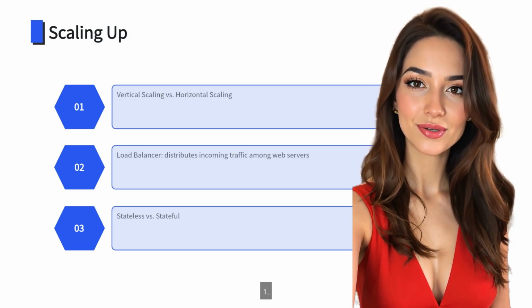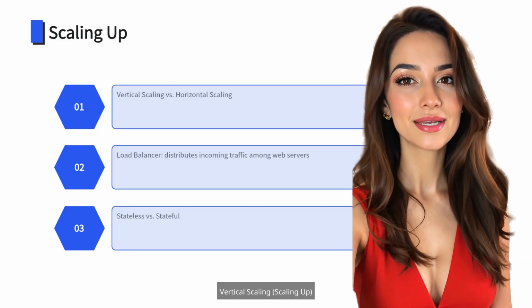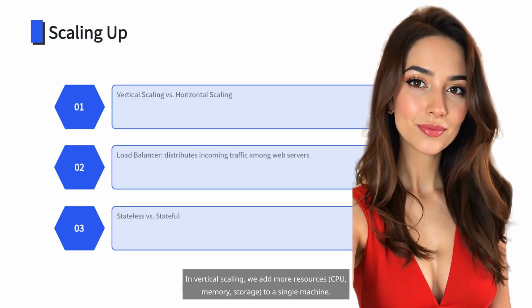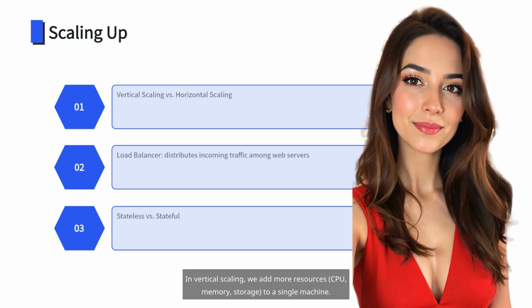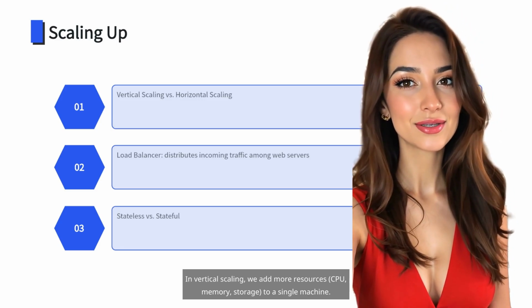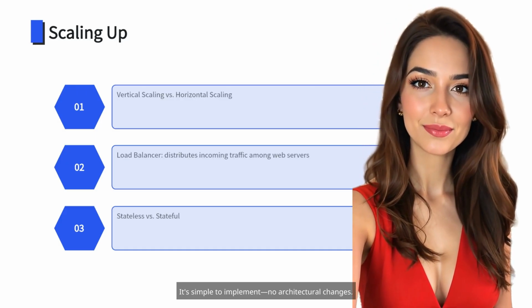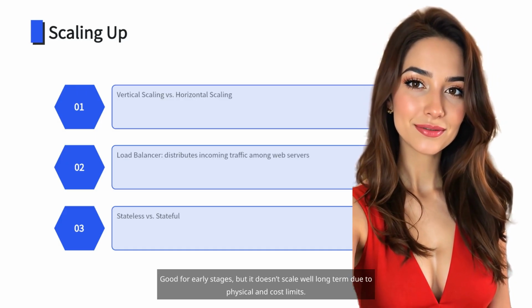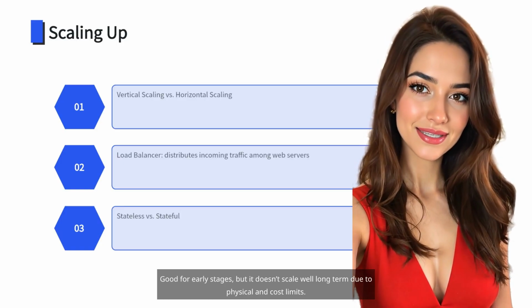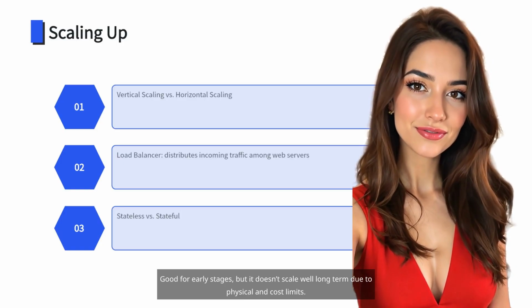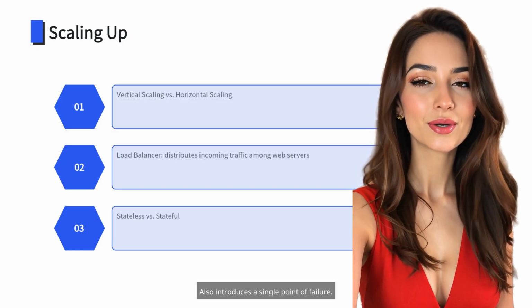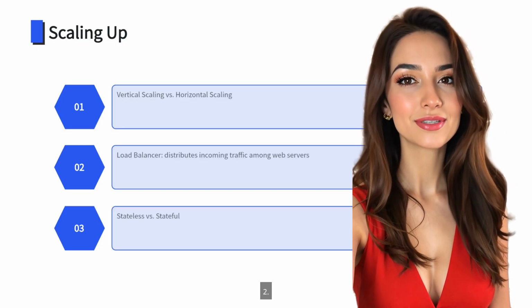1. Vertical scaling, scaling up. In vertical scaling, we add more resources, CPU, memory, storage, to a single machine. It's simple to implement, no architectural changes. Good for early stages, but it doesn't scale well long-term due to physical and cost limits. Also introduces a single point of failure.